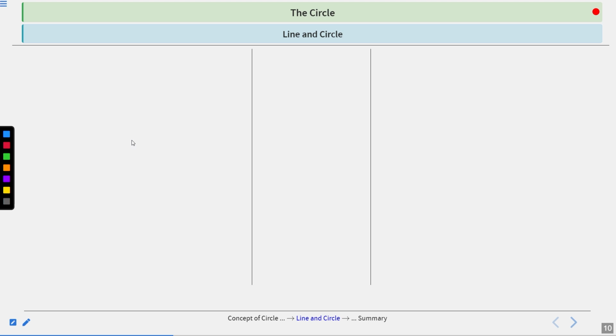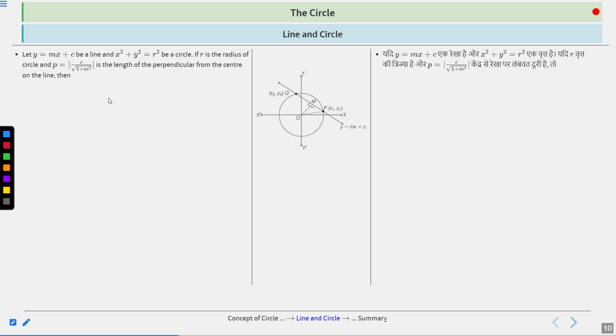Now, let us see line and circle. We are given a circle and a line, right? Equation of line is y equal to mx plus c, and equation of circle is given. Clear? Now, let y is equal to mx plus c be a line and x square plus y square equal to r square be a circle. If r is the radius of the circle and p is equal to mod of c upon root over 1 plus m square, it is the length of the perpendicular from the center on the line, right?